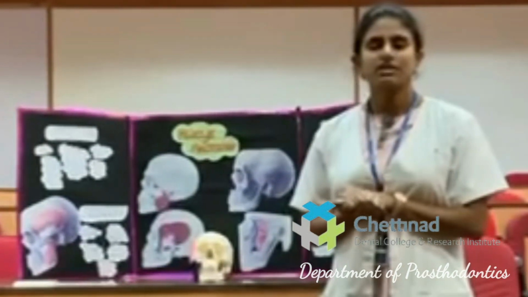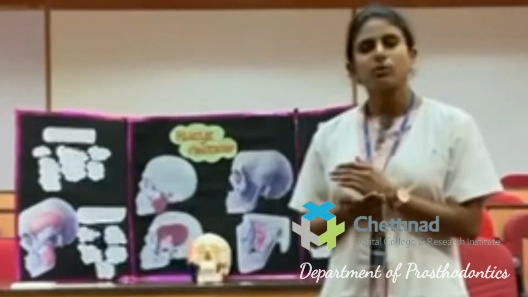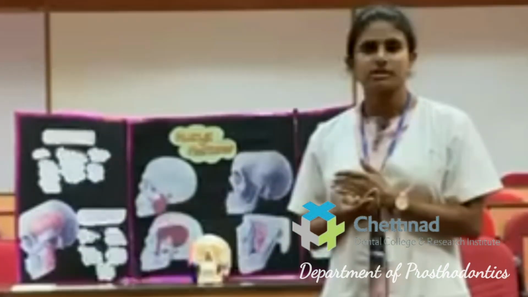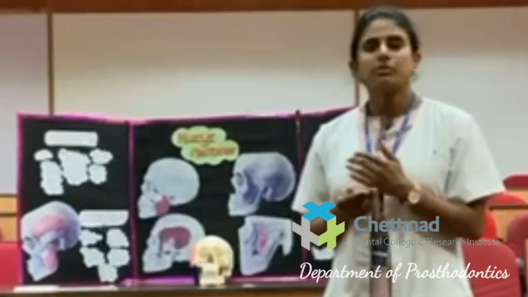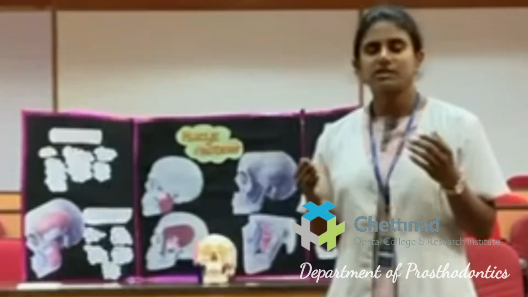Muscles of mastication play a very important role in grinding and chewing. People having problems with grinding and chewing develop temporomandibular joint disorders. The arterial supply of the muscles of mastication is the maxillary artery, which is a branch of the external carotid artery.